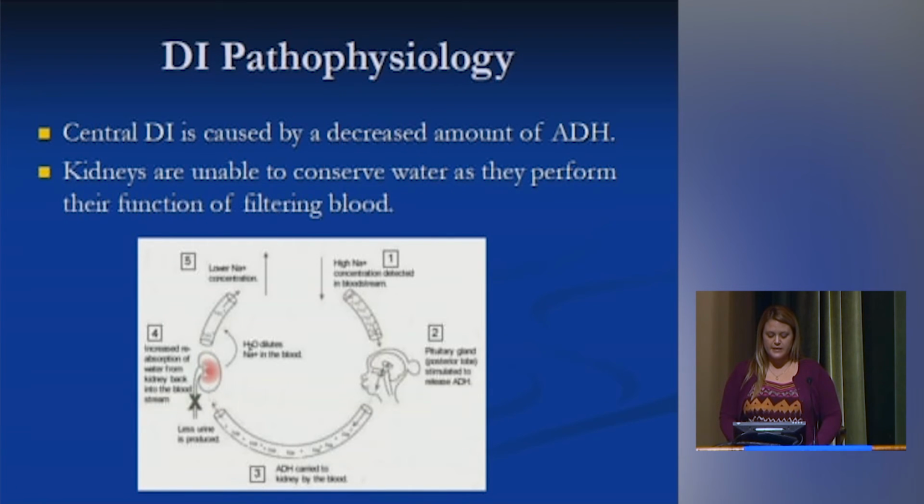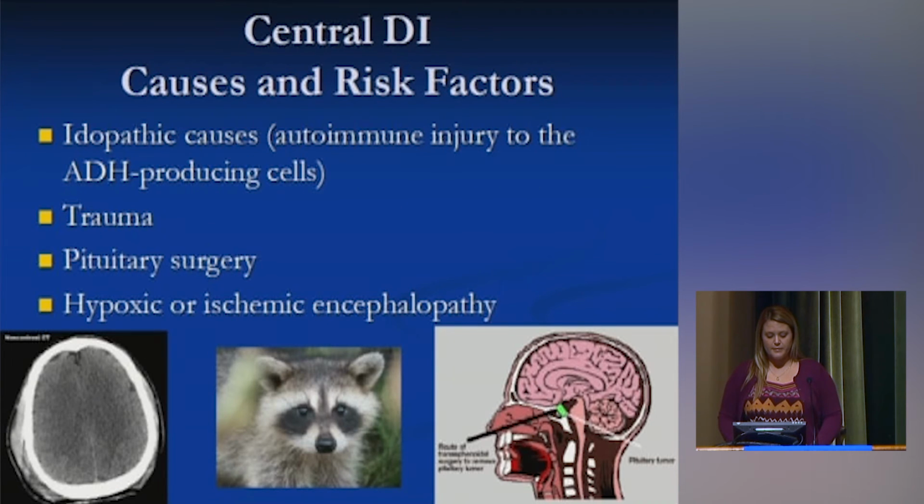Central DI, again, is caused by the decreased amount of ADH. The kidneys are unable to conserve water as they perform their function of filtering blood. Again, the causes and risk factors: you've got idiopathic causes, you've got trauma, pituitary surgery, and hypoxic events. I put the raccoon here because that's my sort of symbol for TBI or basilar skull fracture, so you get the raccoon eyes from it. I don't know if anybody caught that, but that's just me.